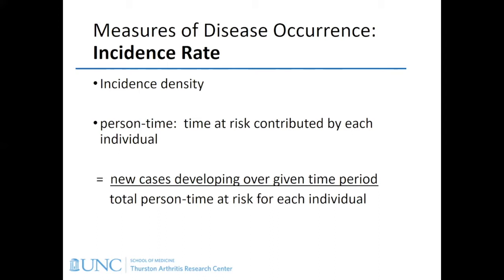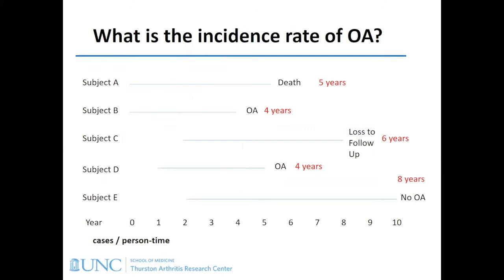So similar to calculating incidence, you are still looking at new cases that develop over a given period of time. But now for each individual, you're accounting for the fact that they may have contributed a different amount of time to the study, or a time that they were at risk in that study. So here's an example. It's actually very similar to what we were looking at previously with osteoarthritis.